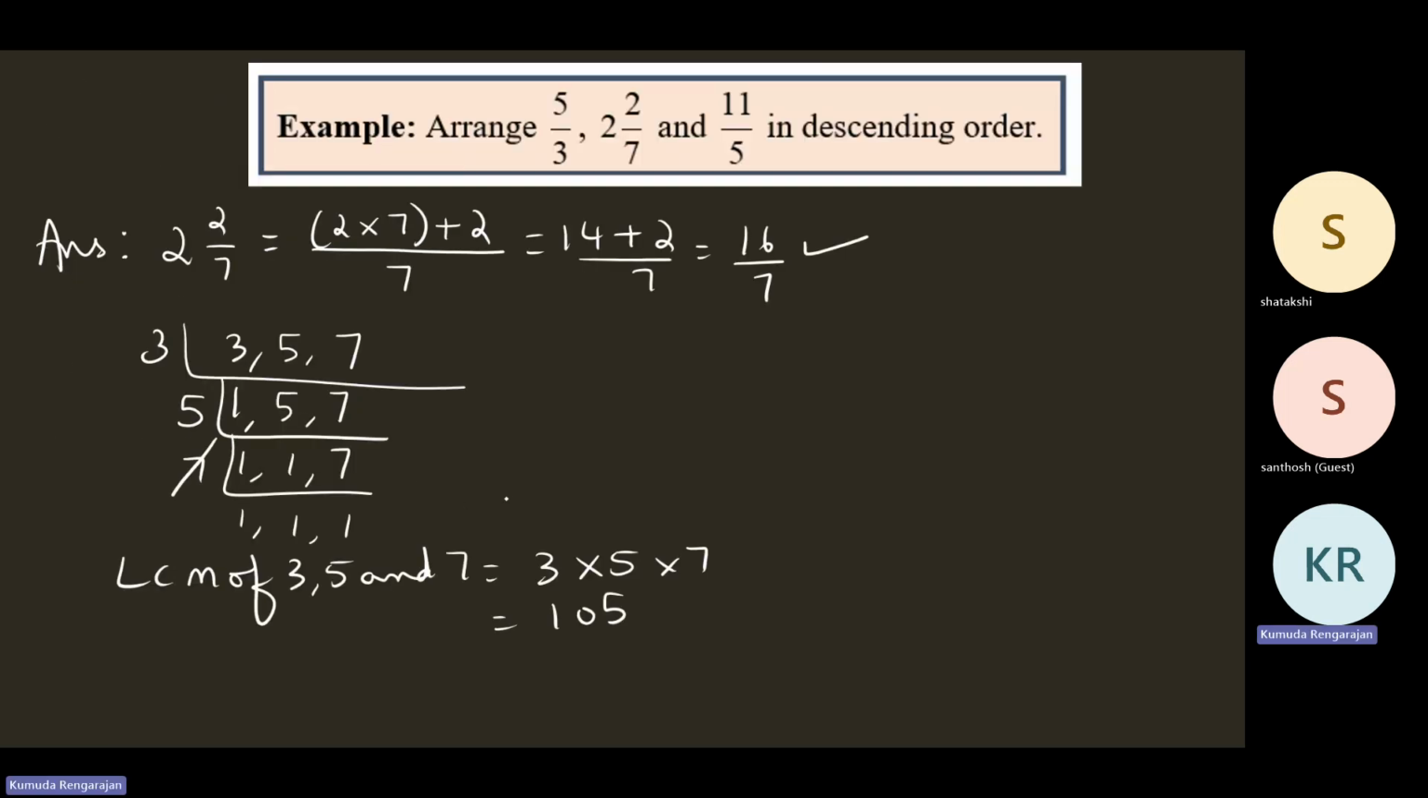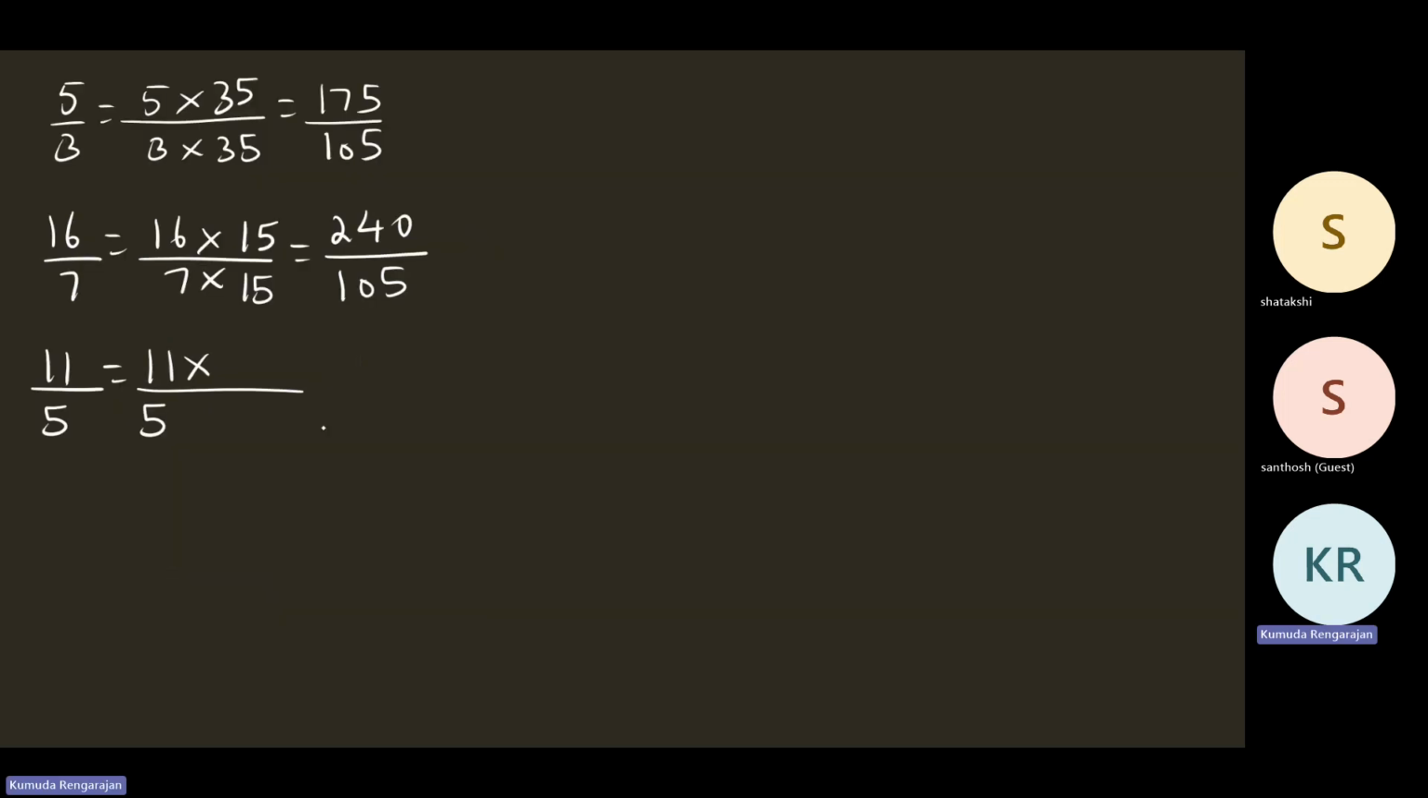Now tell me, what should you multiply? The denominator is 5. What should you multiply the numerator and denominator with? Ma'am, the denominator is 5. Yes, correct. So the denominator is 5 here. What are the remaining numbers? 3 and 7, right? So what is 3 into 7? 21. So you need to multiply the numerator and denominator with 21.